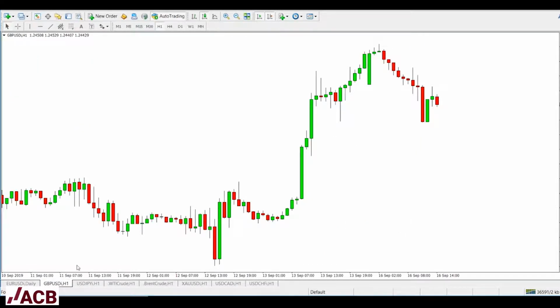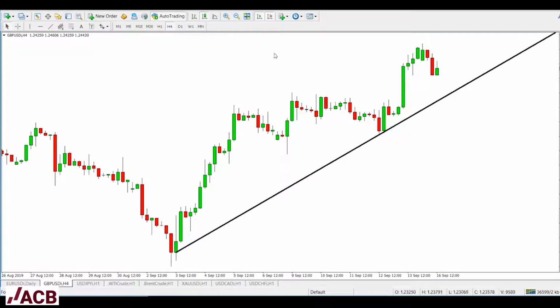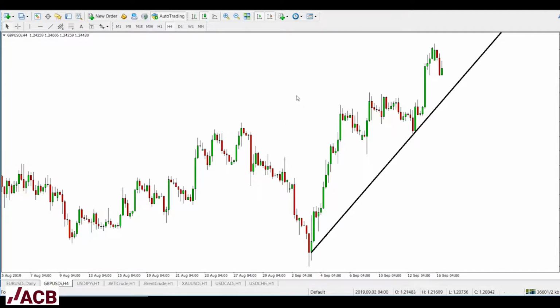GBP USD is going to be our next one, which is actually an interesting currency pair right now because you can see we did rally very, very strongly. We've been very bullish on this pair, but price overall has been pulling back recently. And the question will be what price will do when it gets to this major trend line here.